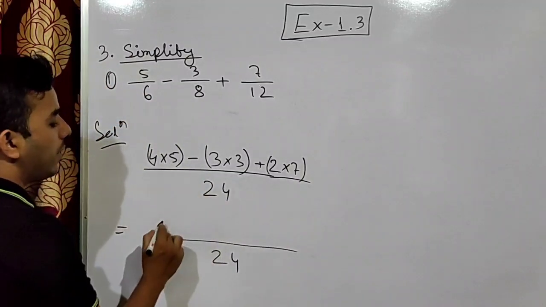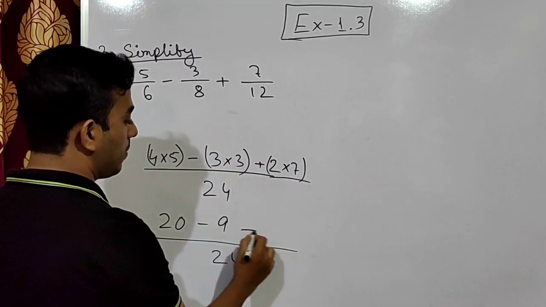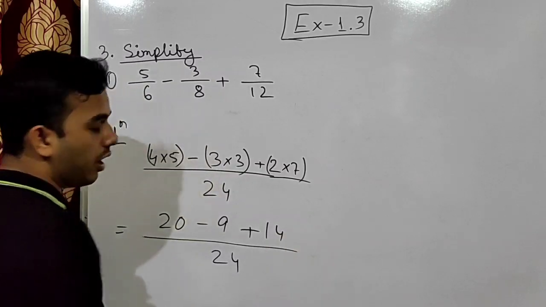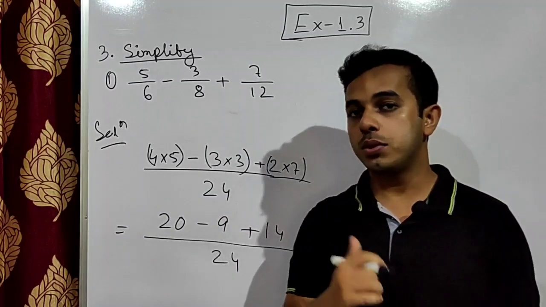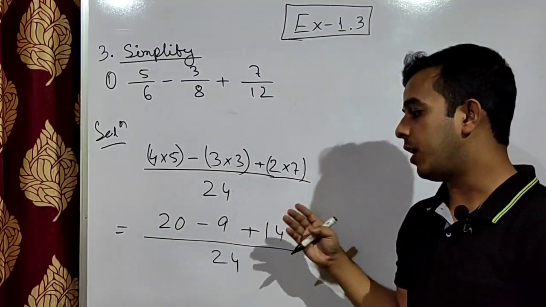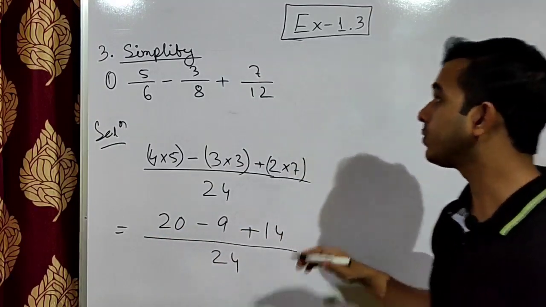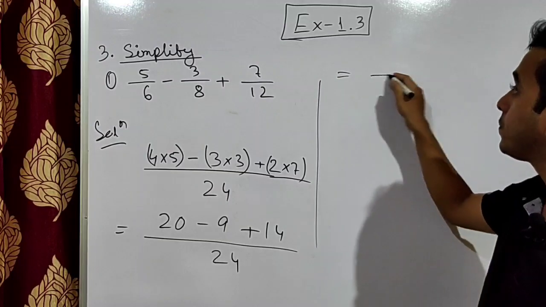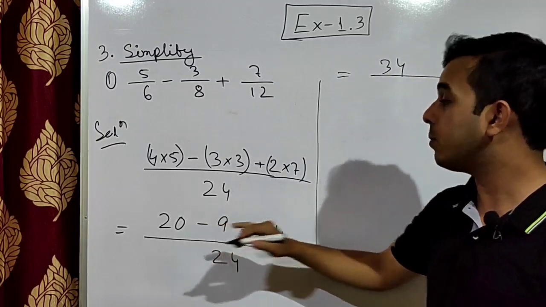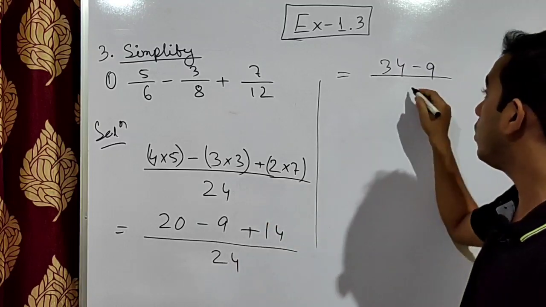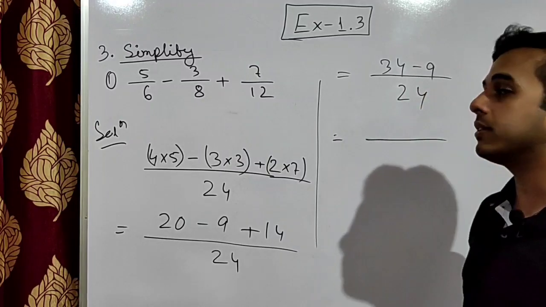24. Okay. Now 4 into 5 is how much? 4 into 5, it is 20. Minus 3 into 3 is how much? 3 into 3, it is 9. Then again plus 2 into 7 is how much? 14. After this clear? Okay. Now we will find the sum of both positive numbers. Which two numbers are positive? 20 is positive, and 14 is also positive. Clear? We will find the sum of these two numbers. So we will write equal sign. Now 20 plus 14 is how much? 20 plus 14, it is 34. Okay, so left is what? Minus 9. 34 minus 9 divided by 24. I hope you are getting it right. Very good. Now 34 minus 9 is how much?